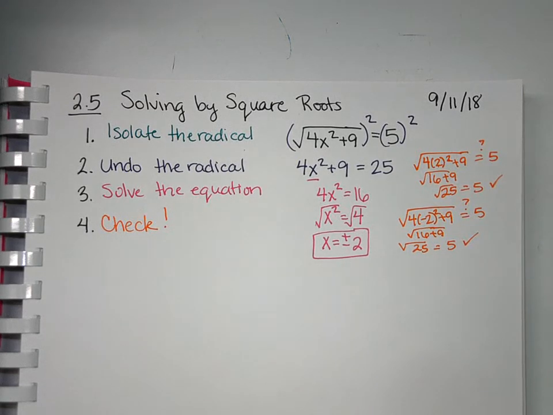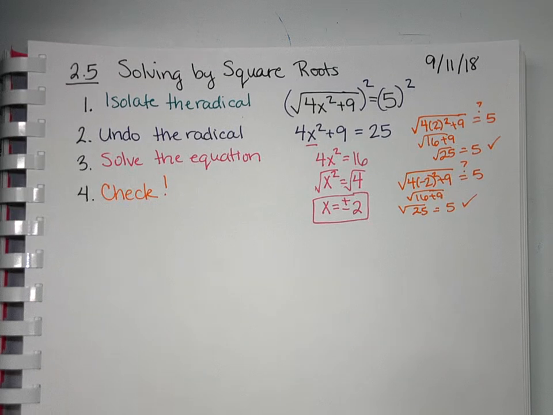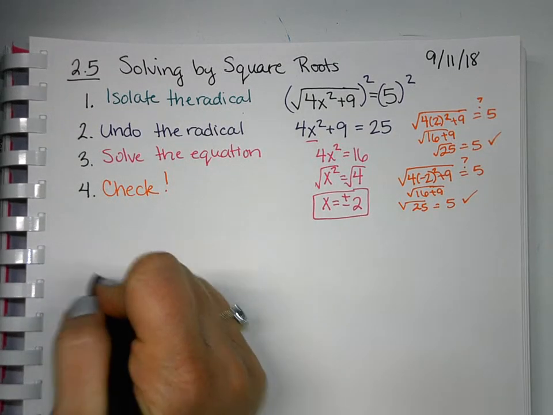So going back to this example, we're going to isolate the radical, undo the radical, solve the resulting equation, and then make sure we check our solution. We're going to go through two more using this process before we are done with our notes tonight. So that was number one.